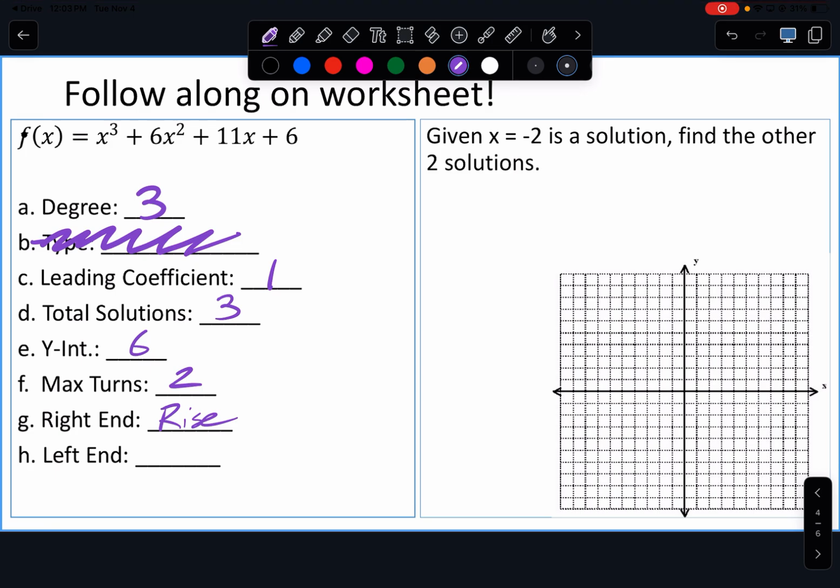Okay, then we look at the degree. If the degree is odd, like it is in this case, 3 is odd, then it does the opposite of the right end. So this is going to be fall.